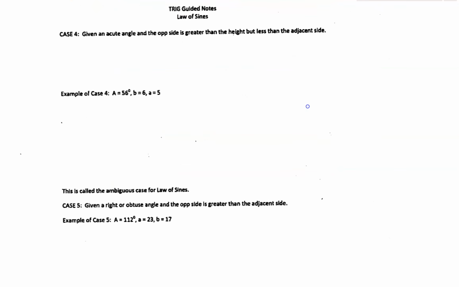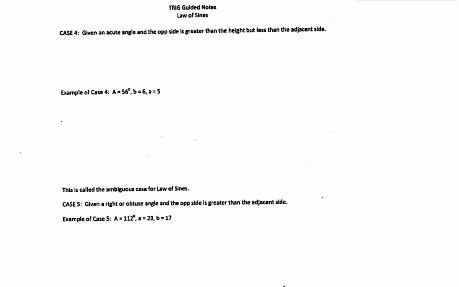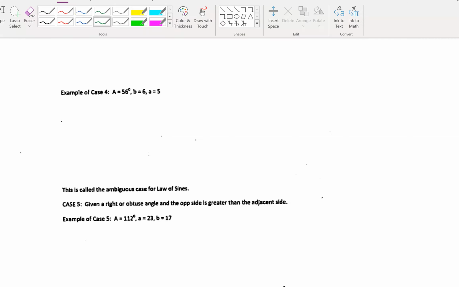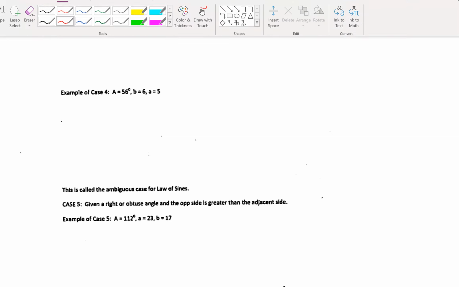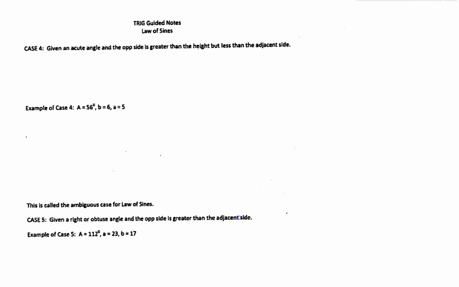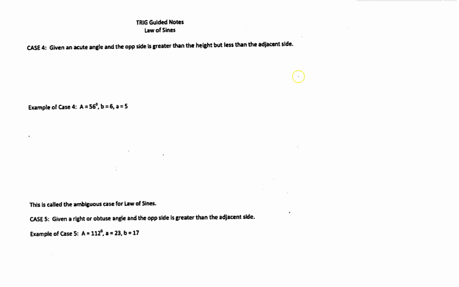Let's move on to case number 4. Case number 4 says, given an acute angle and the opposite side is greater than the height but less than the adjacent side. So let's take a look at what we mean by that. Out here is my triangle, so I'm going to draw that right here.